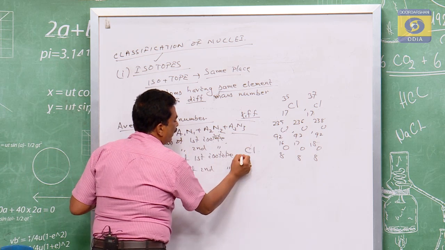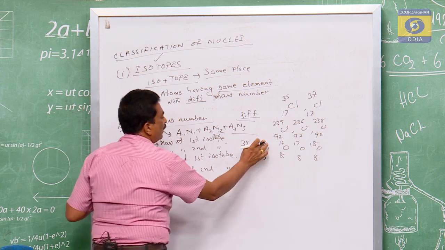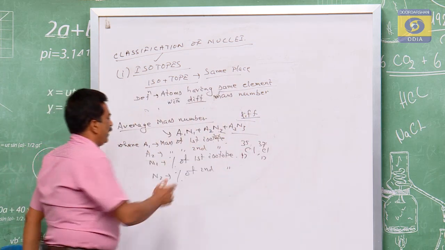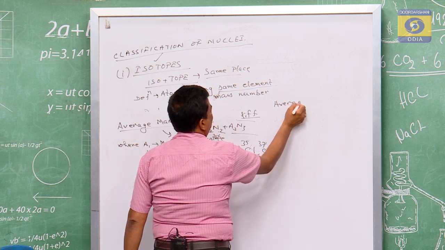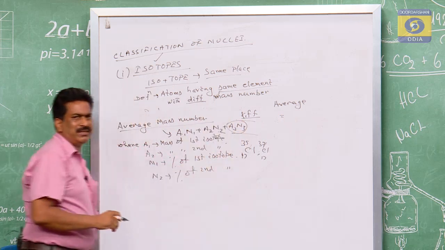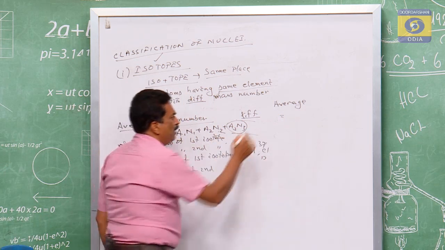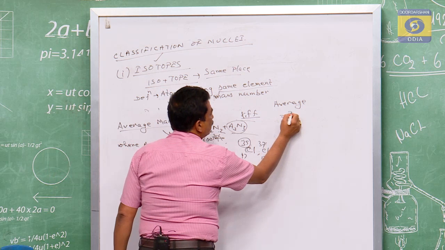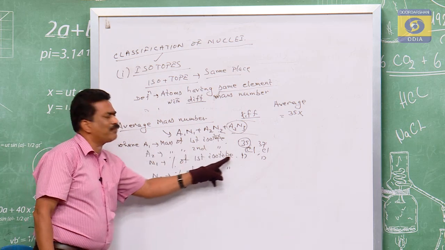Suppose we are going for chlorine 17-35 and chlorine 17-37, that is 35 and 37. So, to find the average, it will be A1N1 plus A2N2. Here there is no question of A3N3, because we are not taking a third one; we are only taking chlorine 35 and chlorine 37. A1 is the mass of the first isotope, that is 35, into N1, the percentage of the first isotope.